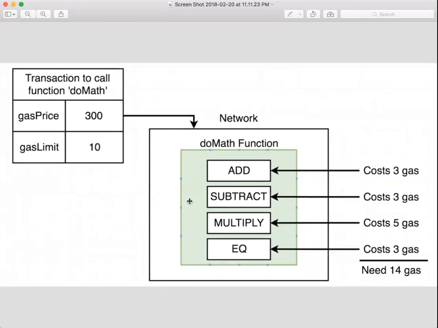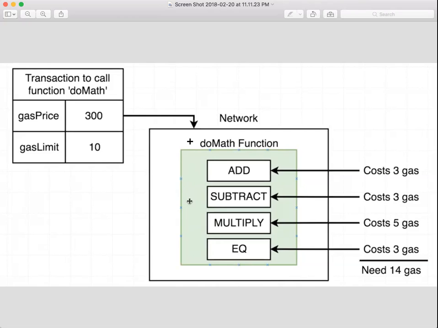All right. So again, we're issuing a transaction and we're going to provide a gas price of 300, which means we're willing to spend 300 Wei per every unit of gas, and we're willing to spend 10 units of gas. So at most, don't spend more than 10 is what I'm saying here. That is the absolute limit.